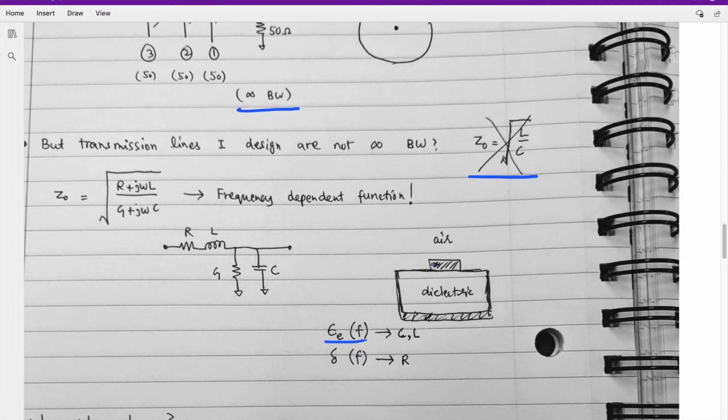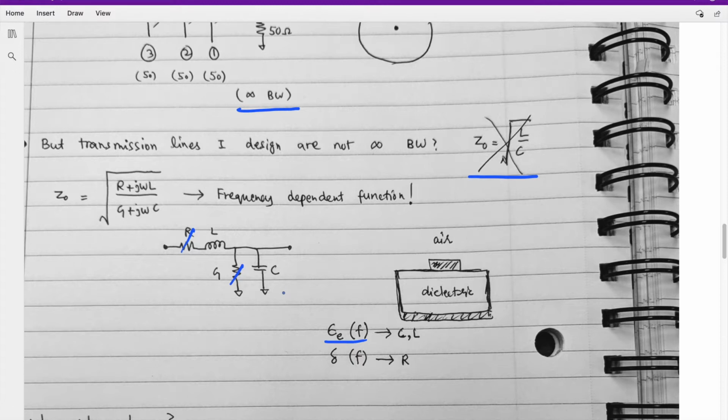You can also see that this metal has some resistance, and this resistance typically increases with frequency because of the skin effect, right? So at different frequencies you will see different resistances, which will again change your loss and the characteristic impedance of the transmission line. So that is the reason the transmission lines that we design in practice are not infinite bandwidth. But yeah, if you can remove this and this, and synthesize with L's and C's which do not change with frequency, you will end up getting an infinite bandwidth transmission line.